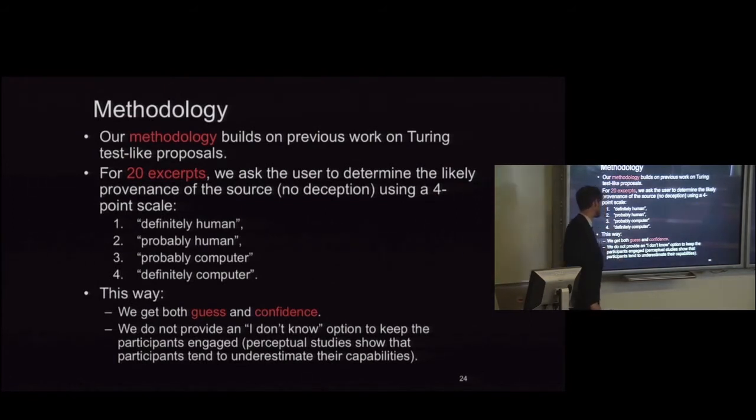In perceptual psychology, there's a well-known result about the fact that if you give an I don't know option to people, they will tend to choose that option more often, even though they actually know. And they do have a guess, but they would be shy about it.